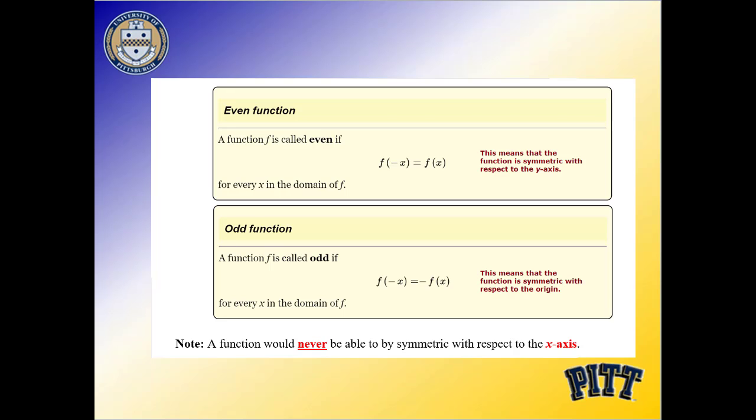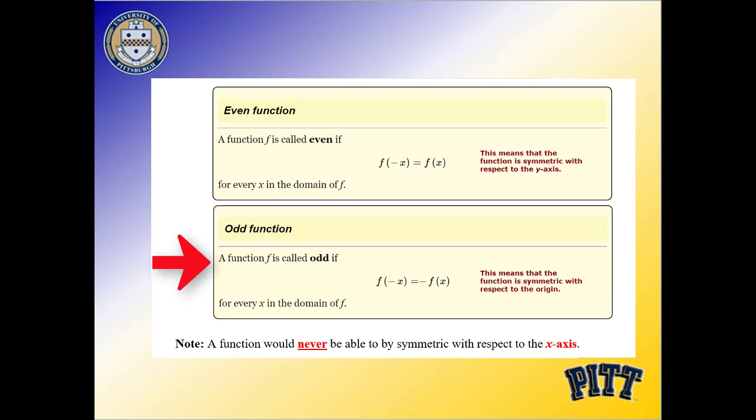Now, there's different ways to determine whether or not you have an even or an odd function, and what their symmetry is with respect to on the graph. For instance, even functions would be symmetric with respect to the y-axis. Formula wise, f of x would equal f of negative x for every number x in the domain of f.